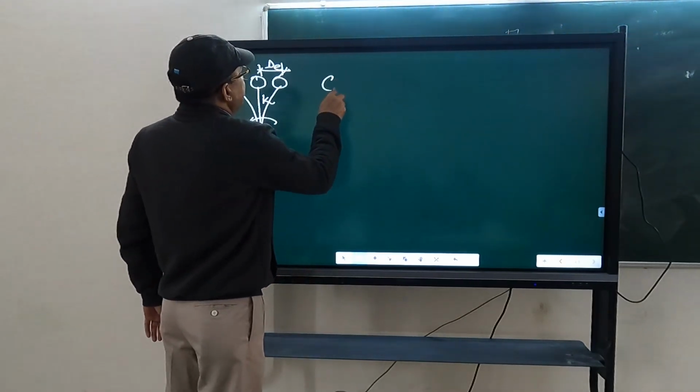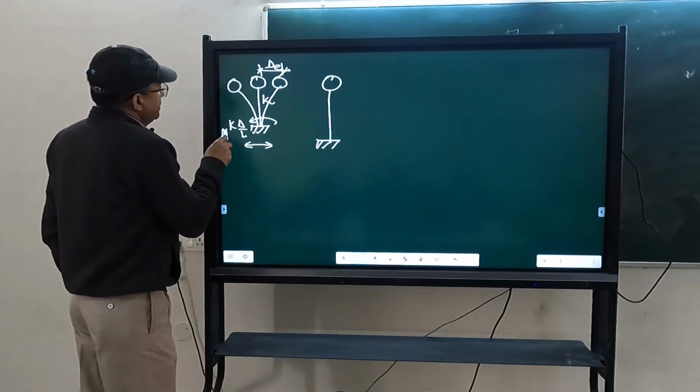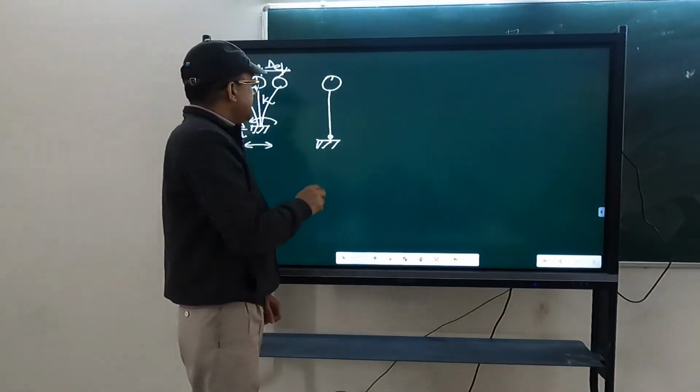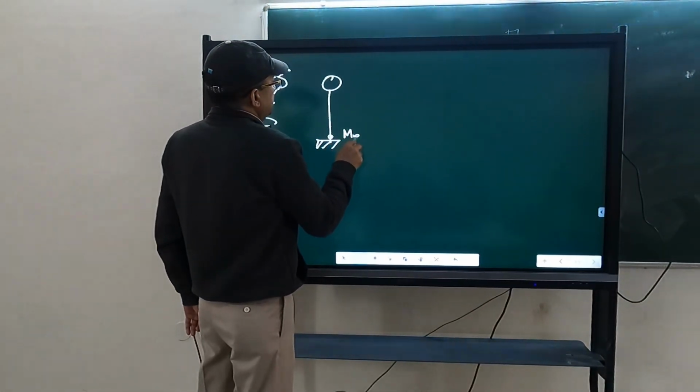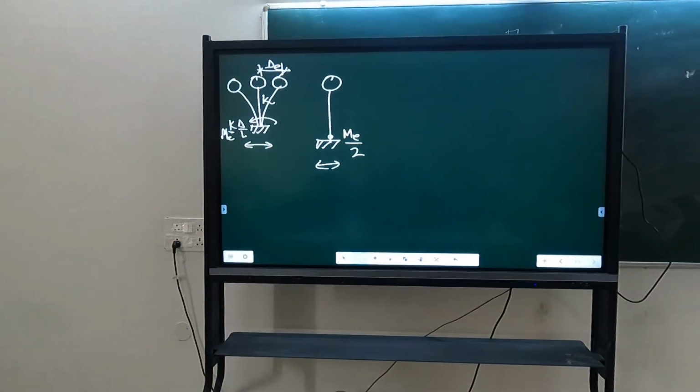Now let's say I have, let me call it ME. I have a column where the capacity I have provided here is only ME by 2, and I subject it to the same earthquake. What is going to happen? Same earthquake I am applying, but the capacity I have provided is half. So what is going to happen? Will it collapse?